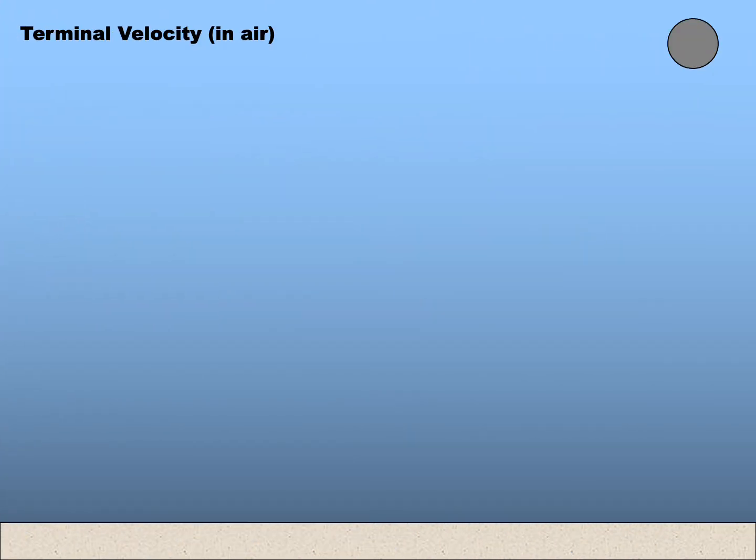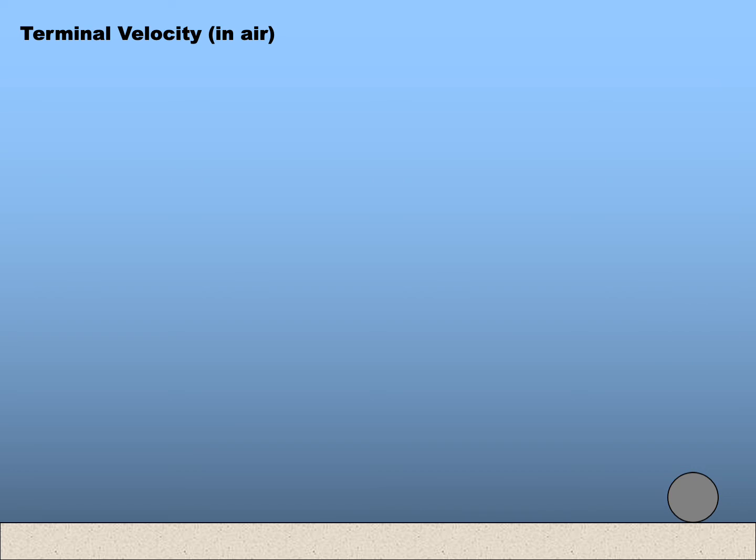So, we're now going to imagine a body, a general body, in this case a ball, falling through the air as a free fall body. And we're going to introduce a new idea called terminal velocity. So let's imagine a ball falling from some height above the ground.